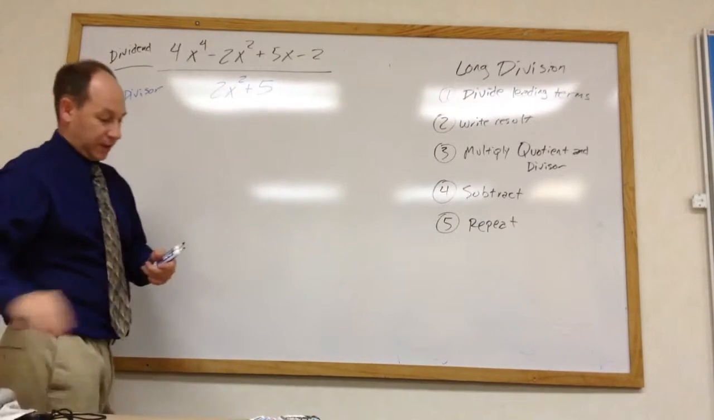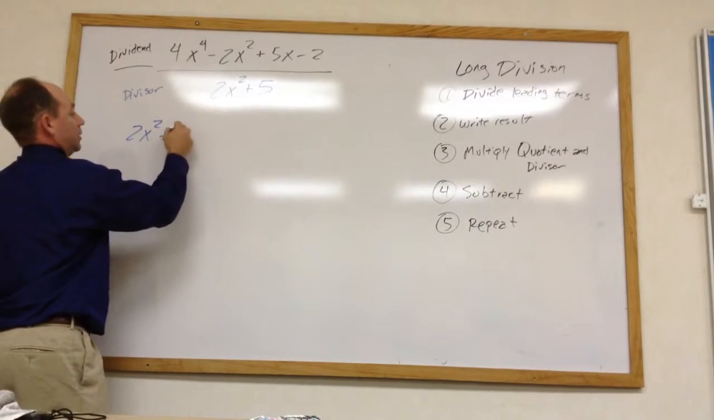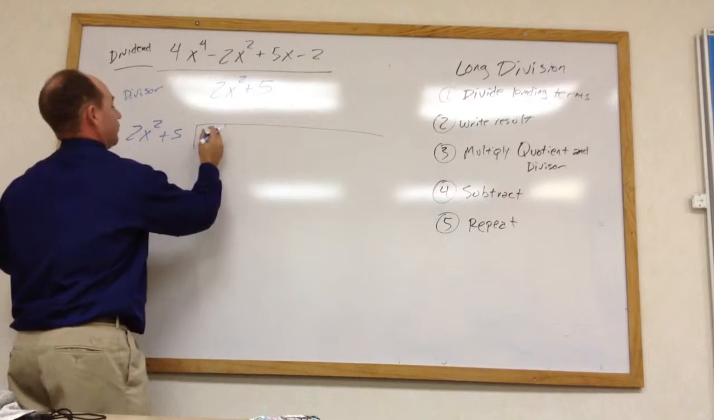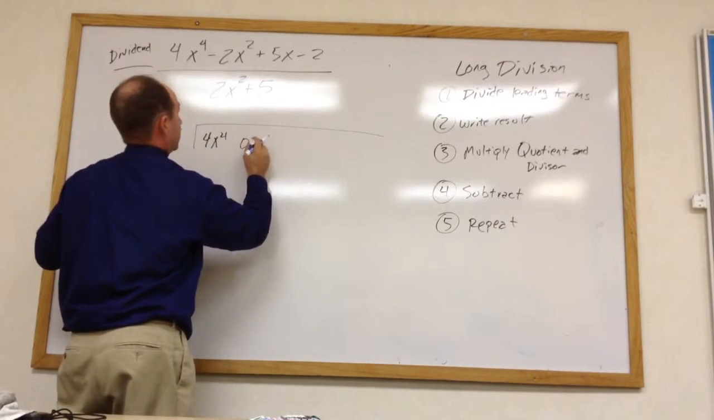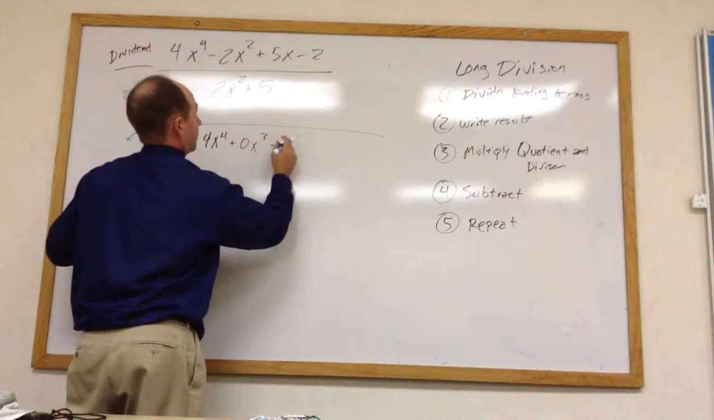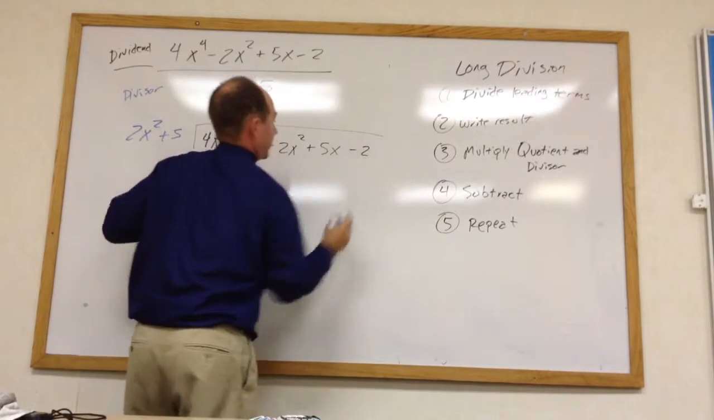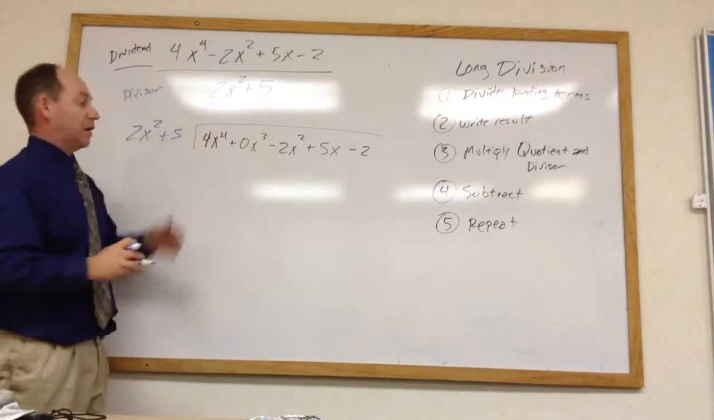So first things first, we're dividing by 2x squared plus 5, and it's dividing into, this is the way I usually show this, 4x to the 4th. Now granted, I'm going to leave this open and put 0x cubed, and then minus 2x squared, plus 5x, minus 2. Okay, so we're going to put that information in there, and now we're going to say, alright, how does this go in here?